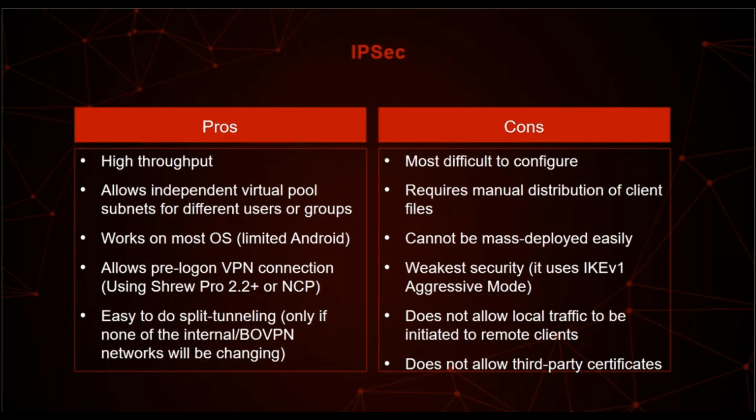Some of the cons related to IPsec: it's most difficult to configure. It requires manual distribution of the client files. It cannot be mass deployed easily. And it has the weakest security because it uses IKEv1 aggressive mode. This is why some people, when they want to go with IPsec, prefer going to IKEv2. It doesn't allow local traffic to be initiated to the remote clients, and it doesn't allow third-party certificates.